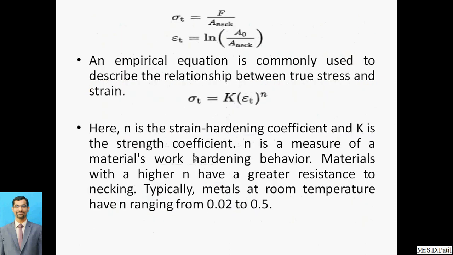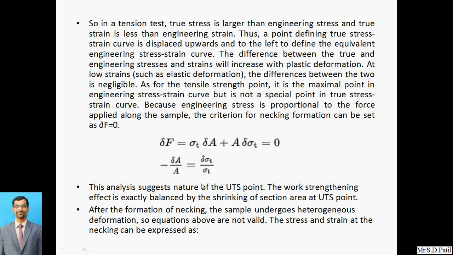Here the analysis has suggested the nature of the UTS point: the work strengthening effect is exactly balanced by the shrinking of the cross-sectional area at the UTS point. UTS means ultimate tensile strength point. After formation of the necking, the sample undergoes heterogeneous deformation, meaning the deformation which will be responsible for the exact fracture.